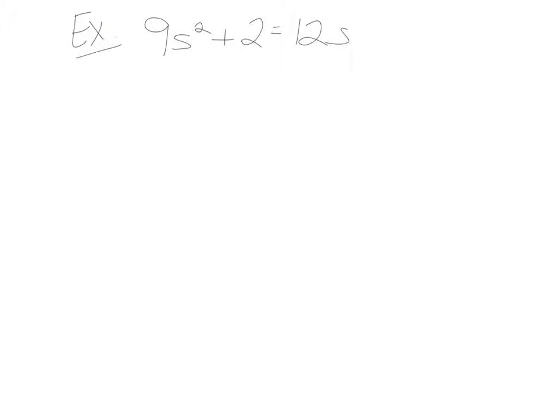This problem is not set up in proper form. You want all of your terms to the left side and have the equation equal to 0. So let's subtract 12x and get it on the other side. And now we have 9x squared minus 12x plus 2 equals 0. And we need to identify a, b, and c. So the 9 is a, negative 12 is b, and the 2 is c.